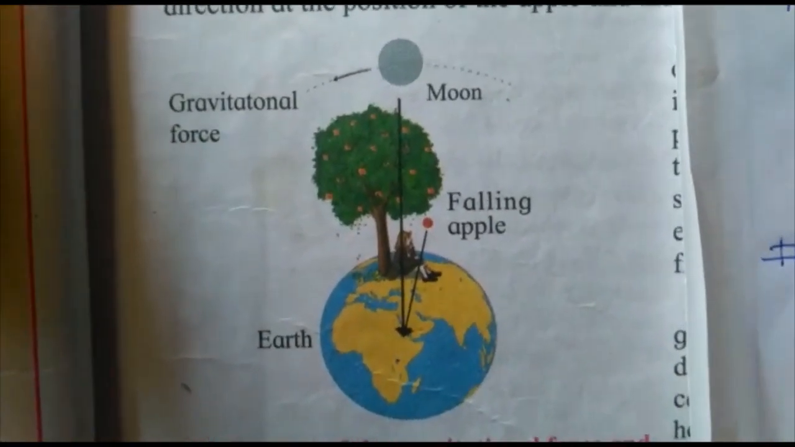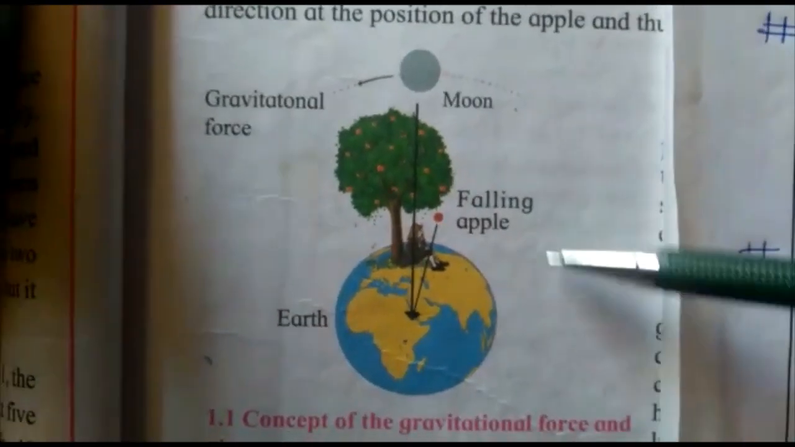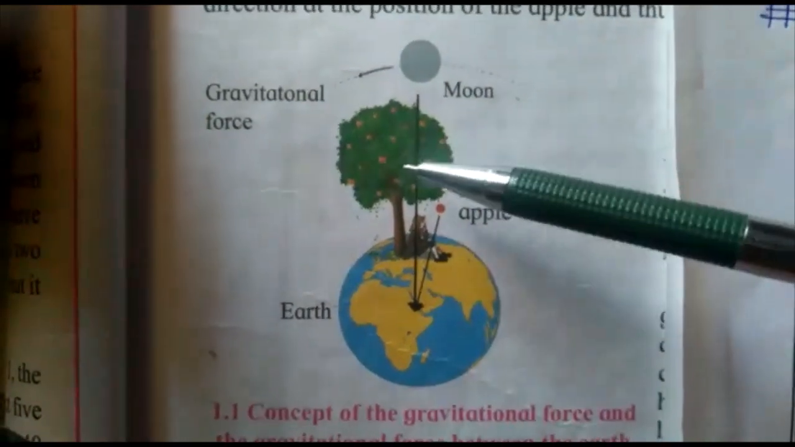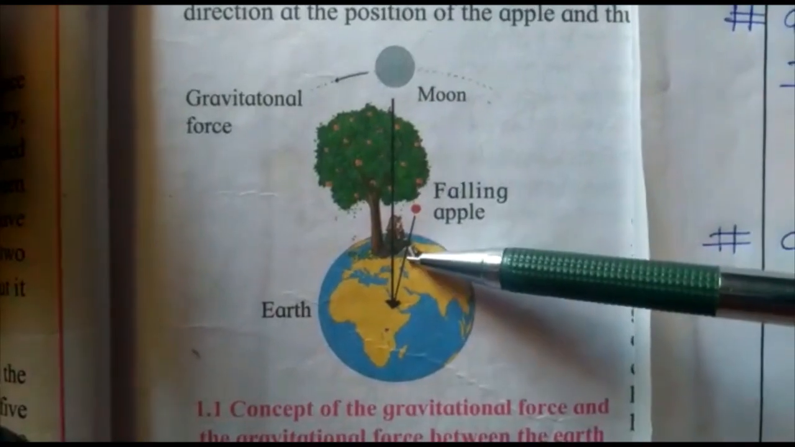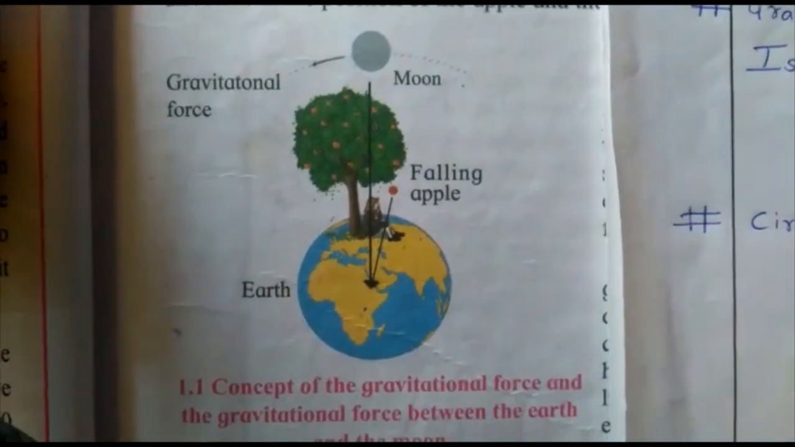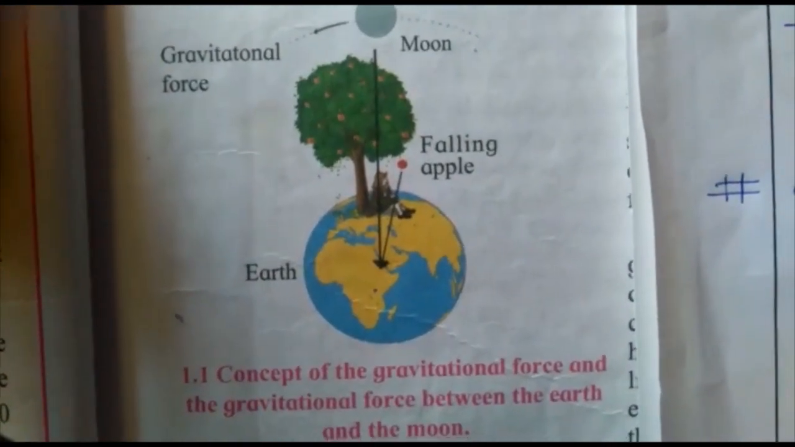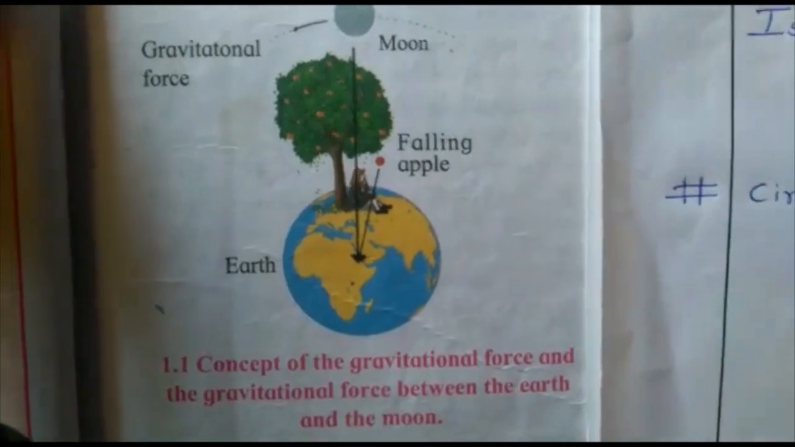Now we will study about the gravitational force. This is a diagram which is given in your textbook. The apple tree, and this is Newton who is sitting under the apple tree, and Isaac Newton only found the gravitational force as well as the laws of motion.